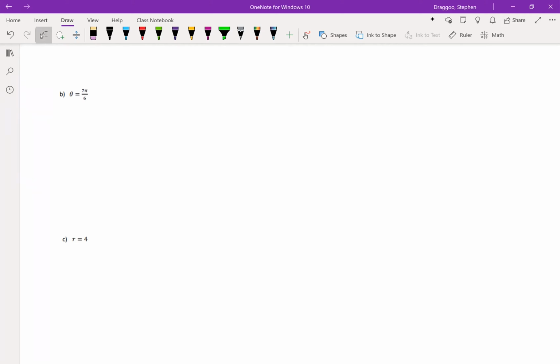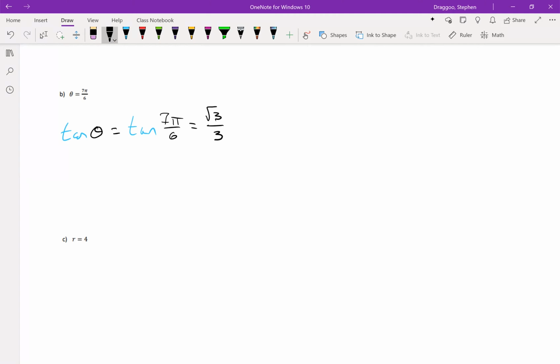On to part B, I have theta equals 7 pi over 6. So I'll take the tangent of both sides and have the tangent of theta is equal to the tangent of 7 pi over 6. And then I can actually get a number there. Tangent of 7 pi over 6 is square root of 3 over 3. And it's positive because we're in the third quadrant.